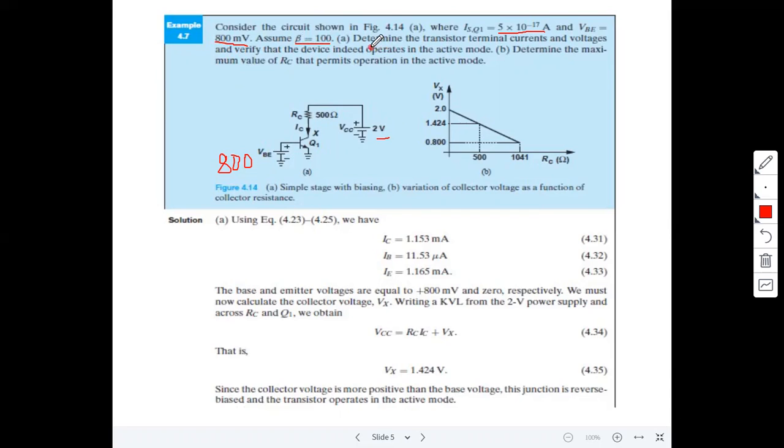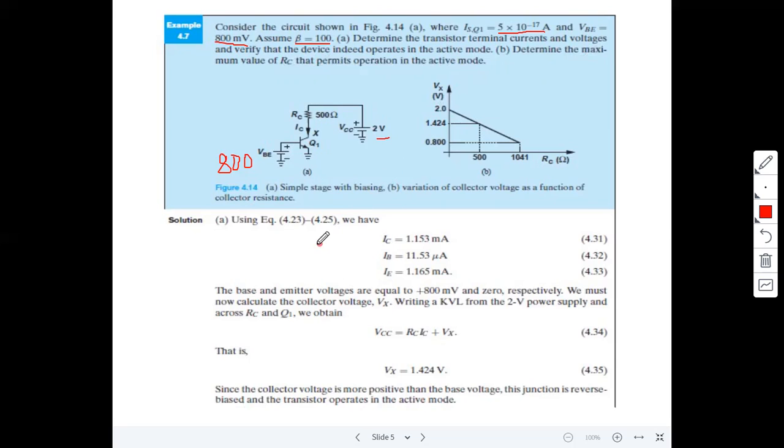Now determine the transistor terminal currents and voltages and verify that the device indeed operates in active mode. Determine the maximum value of RC that permits operation in active mode. The first thing is to determine the terminal voltages and currents. After that, find the maximum collector resistance such that the transistor stays in the active region only.